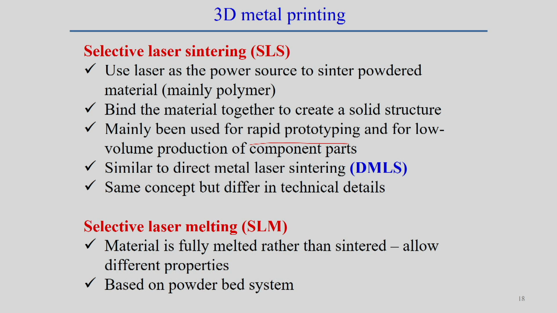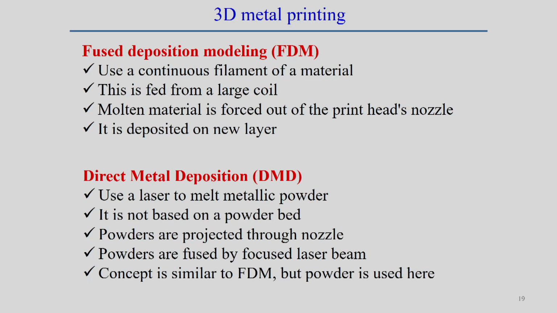Now, in the case of selective laser melting, instead of the sintering process, the material is actually fully melted rather than sintered, and of course that allows different properties. When you melt it, the properties can be different as compared to the sintered components. Selective laser melting is normally based on the powder bed system. Similarly, selective laser sintering also may be based on the powder bed system.